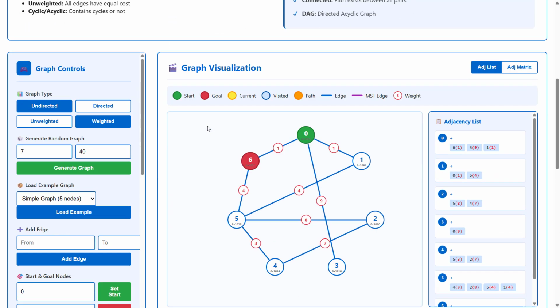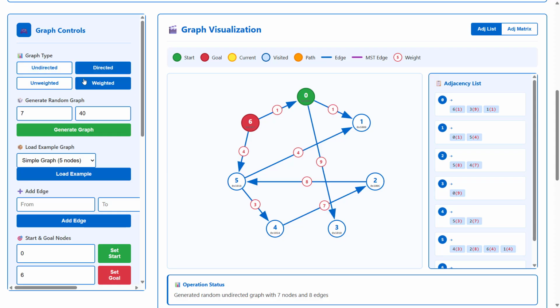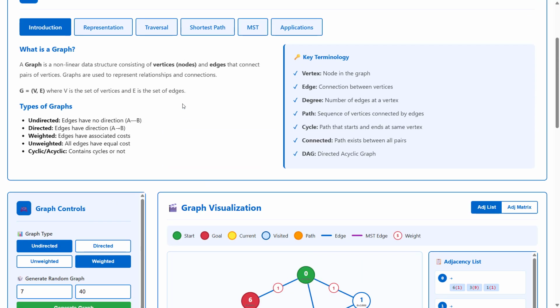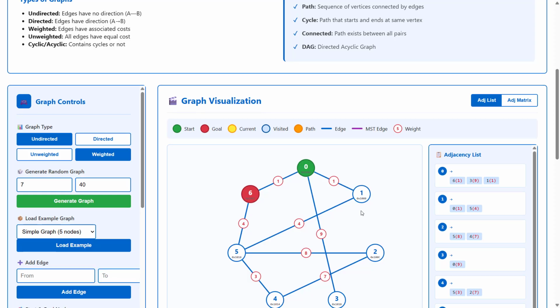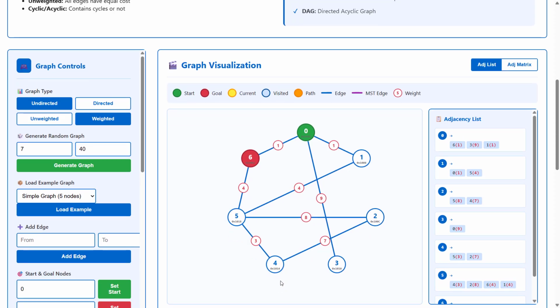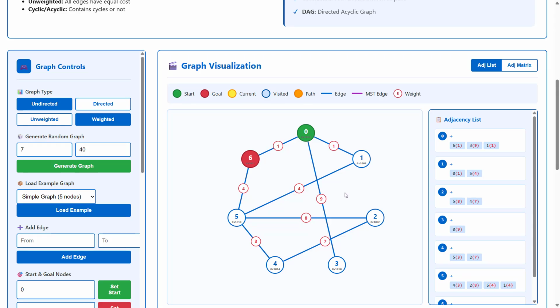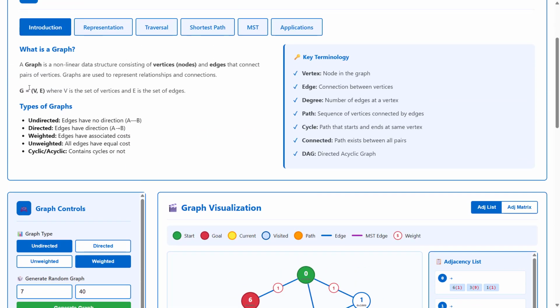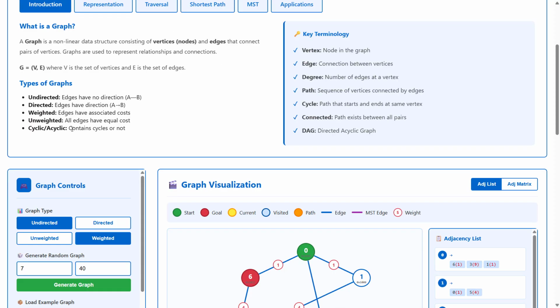Today, we are learning about graphs. This is one of the most powerful and widely used data structures in computer science. So, what exactly is a graph? Think of it this way. A graph is simply a collection of points and lines connecting those points. The points are called vertices or nodes. The lines connecting them are called edges. In mathematics, we write it as G equals (V, E). V stands for vertices, and E stands for edges.